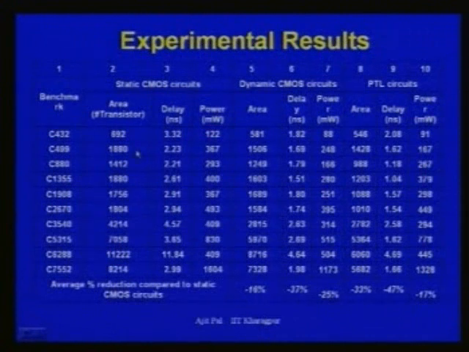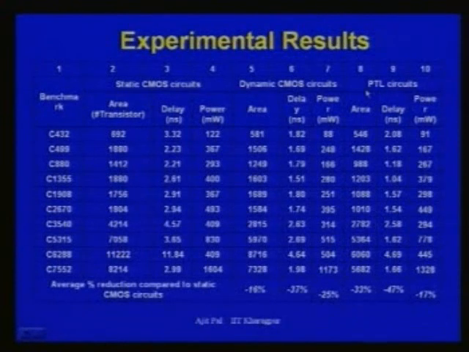You can see this is the standard static CMOS circuit, and these are the various area required, delay required for different benchmark circuits, and these are the power dissipations. So if you use dynamic CMOS circuit, the area can be reduced by 16%, delay can be reduced by 37% on the average, and power dissipation can be reduced by 25%.